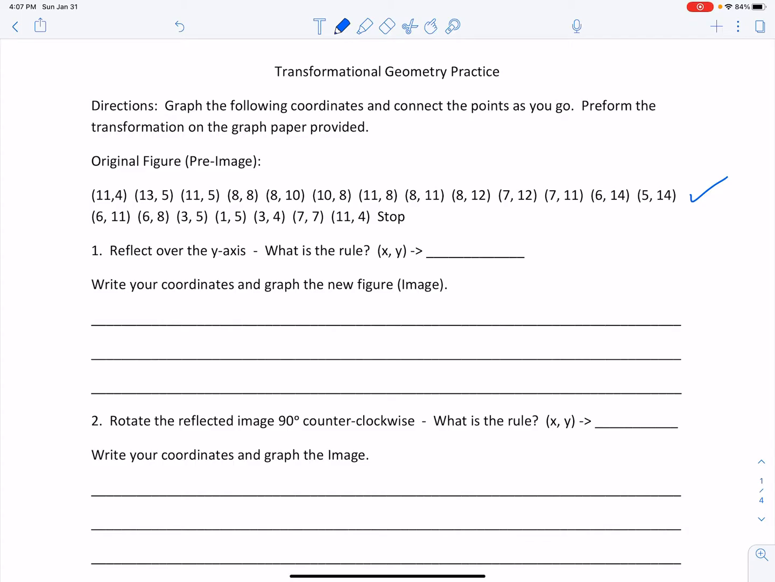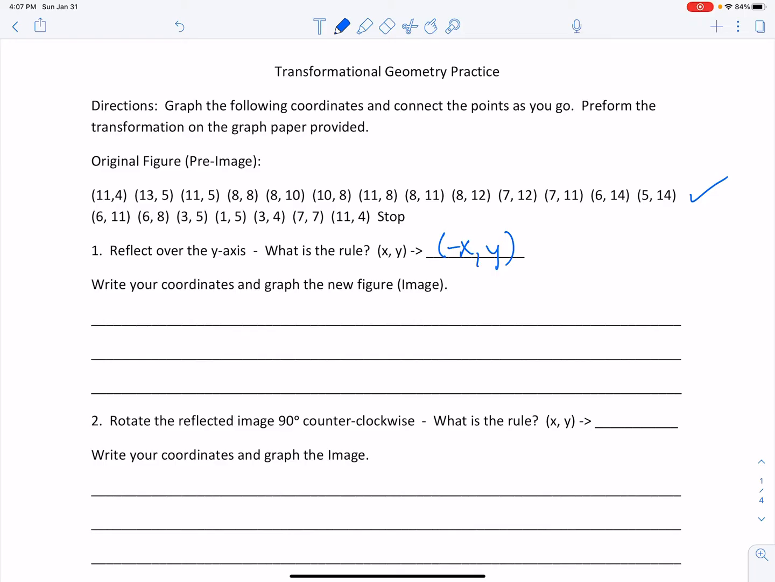Then you're going to perform a reflection over the y-axis. As we've talked about in class, there's a rule for that, an algebraic representation. We know that (x, y) is going to turn into (-x, y) for a reflection over the y-axis. So our x and our y don't trade places, but if we reflect over the y-axis, our x value is going to turn negative.